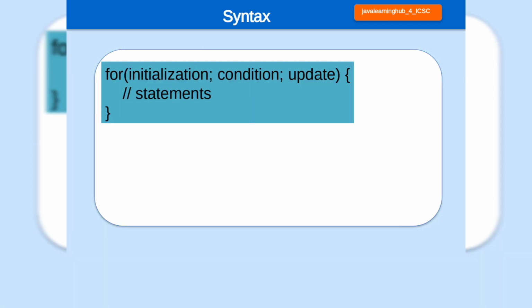Then let us see the syntax of for loop. We will have the initialization, condition and update. Initialization, the first value we will give. Condition, based on the condition the loop will execute that number of times. Update can either increase or decrease the values. Inside that we will give the set of statements.